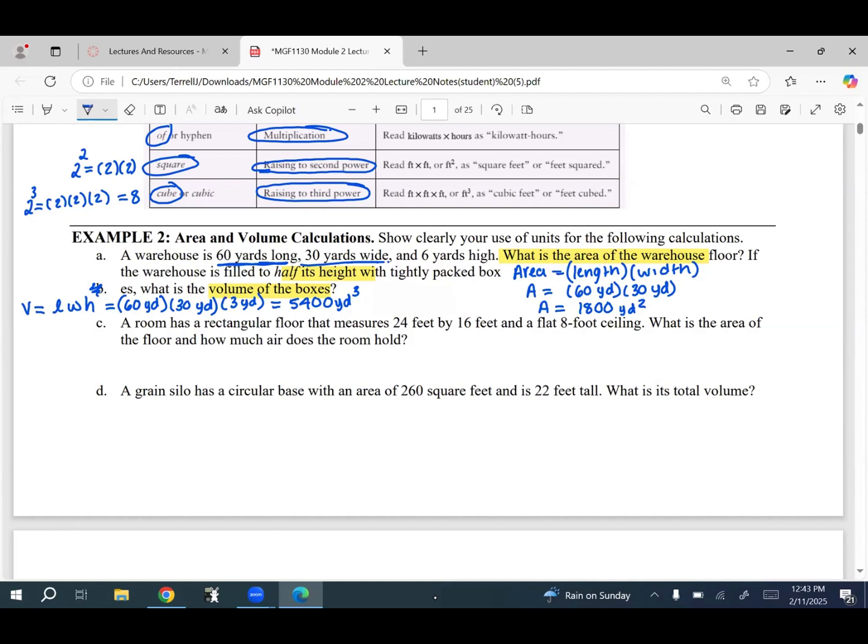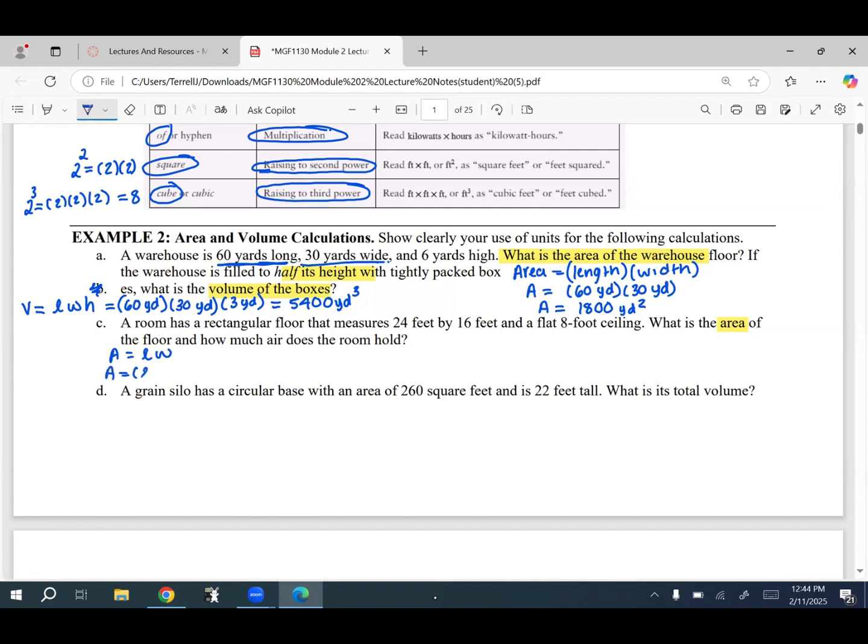Okay, let's look at this next one. C. A room has a rectangular floor that measures 24 feet by 16 feet and a flat 8-foot ceiling. What is the area of the floor and how much air does the room hold? Okay, so first question is, what is the area of the room? So we know how to find area, right? Area is equal to length times width. It doesn't really state which one's length and which one's width, but it doesn't really matter.